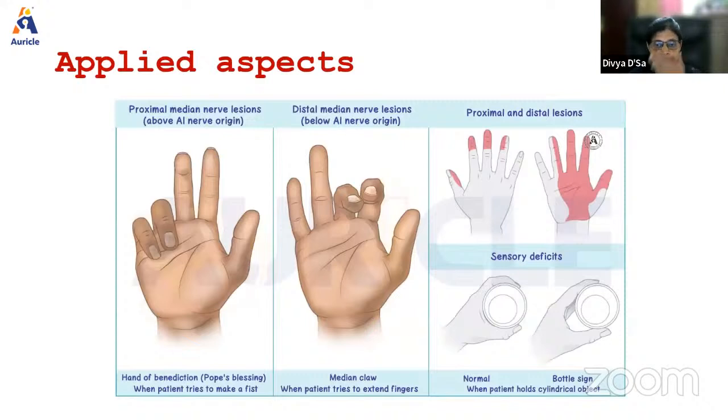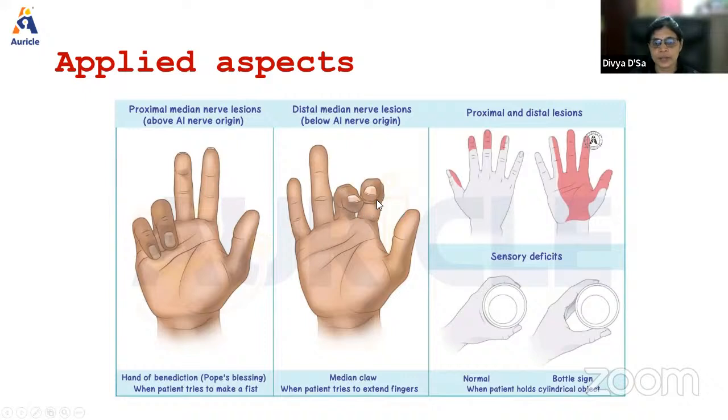Okay, so when this nerve is injured, what happens is there is this hand of benediction, that is like a blessing kind of hand. Okay, so what happens? They are able to flex this, but here they cannot. Okay, so it is partially flexed. So that is called as the Benedictine sign.